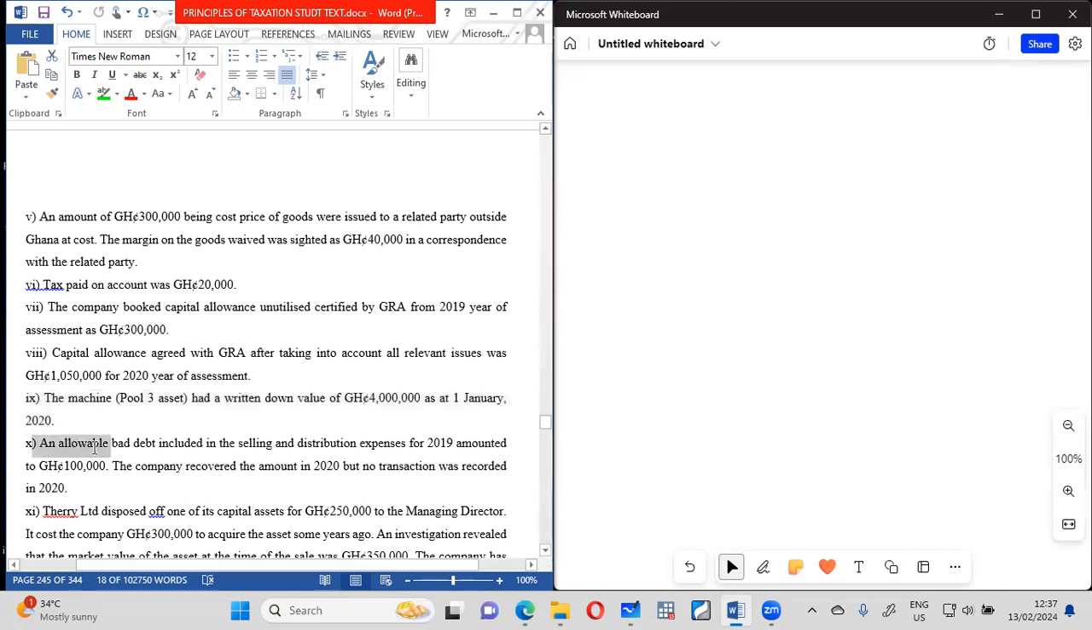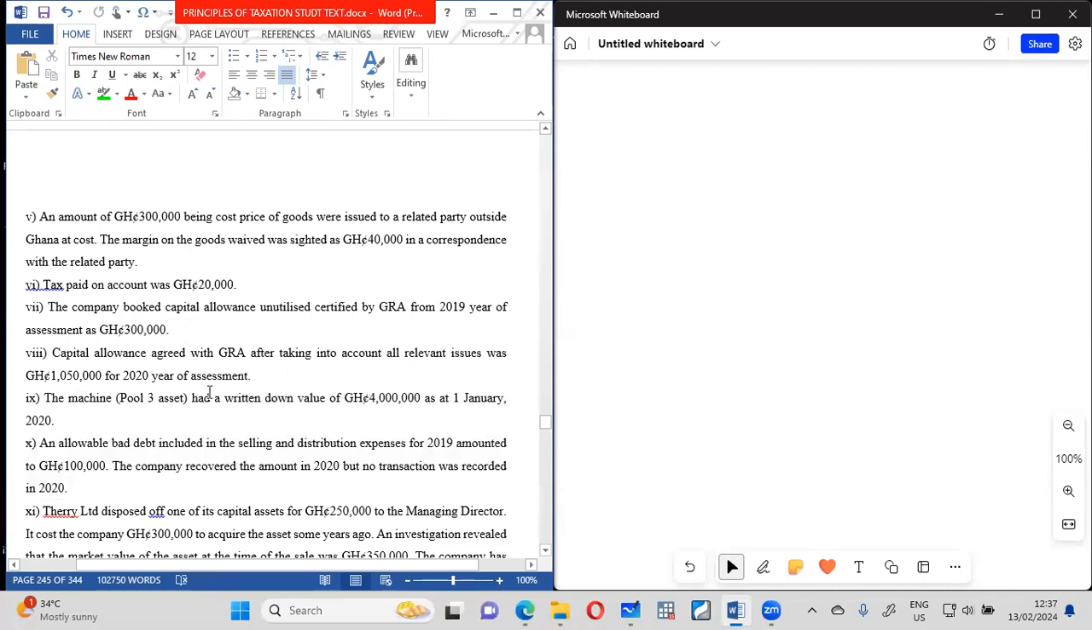Then it says that an allowable bad debt has been included in the selling and distribution for 2019, amounted 100,000. The company recovered the amount in 2020, but no transaction has been recorded. So this is bad debt recovered. It's an income. All right. So that is that. Bad debt recovered.